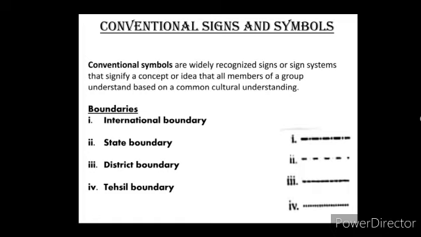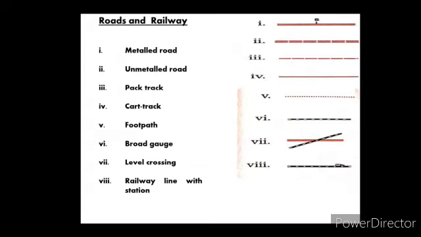Under the boundaries, there are international, state, district, and tehsil boundaries. And for each boundary, the sign given over there is black in color, and they are generally accompanied by a dash or a dot. So the next one is roads and railways.